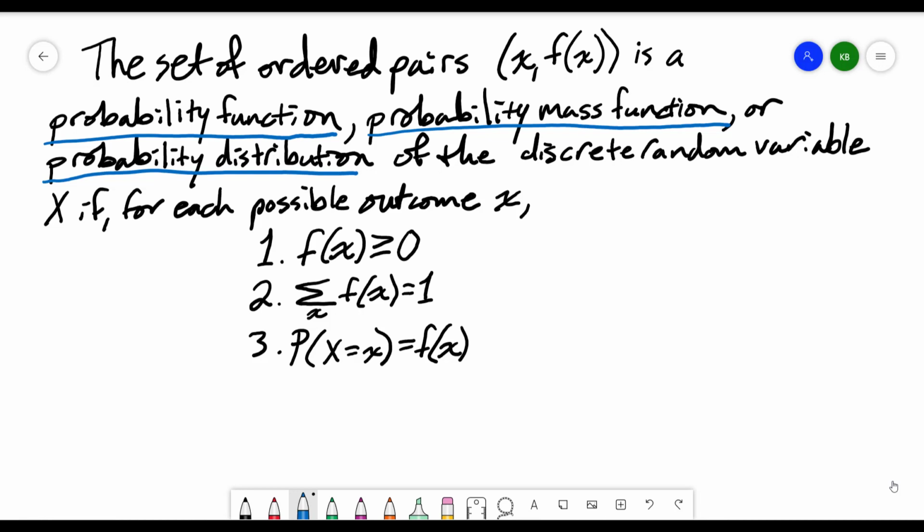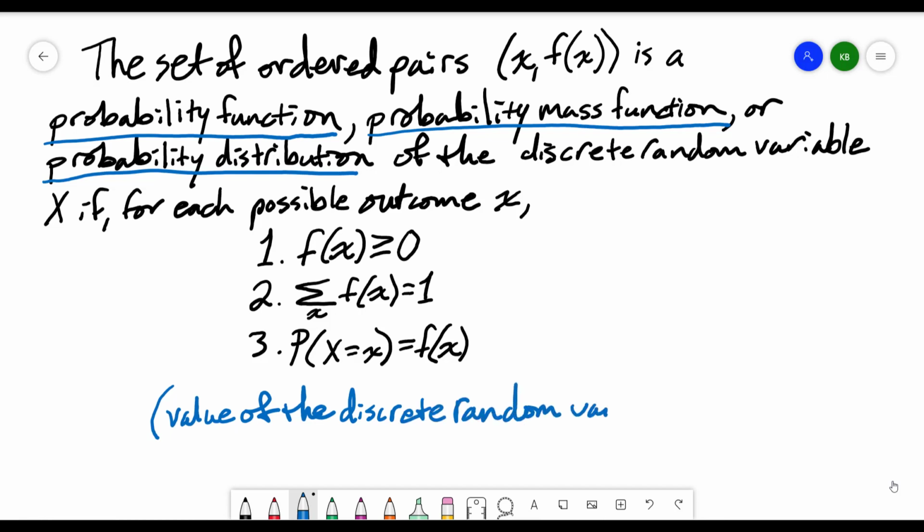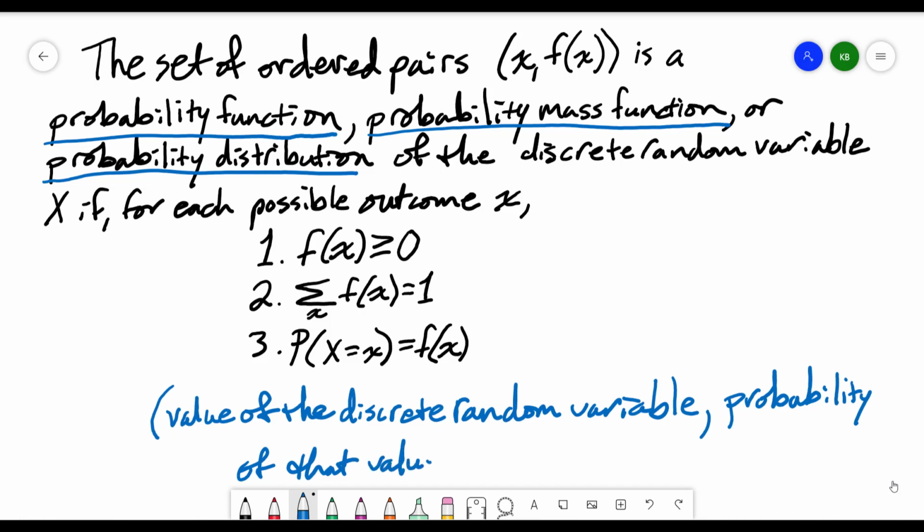So what these really are is ordered pairs of the value of the discrete random variable as the first part of our ordered pair, and the probability of that value as the second element in our ordered pair.